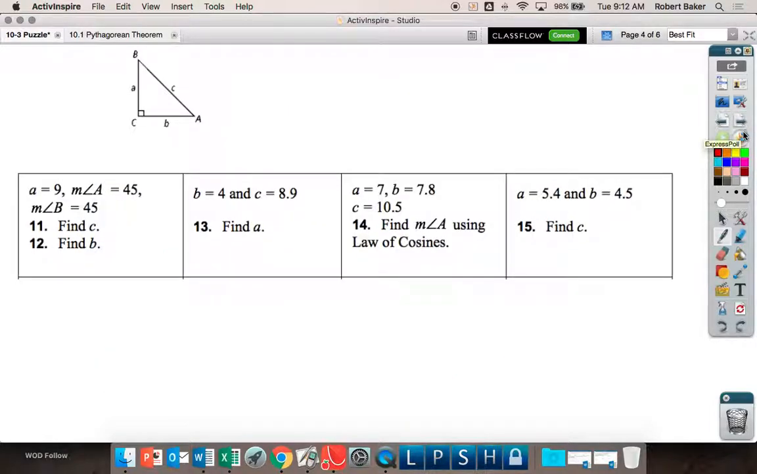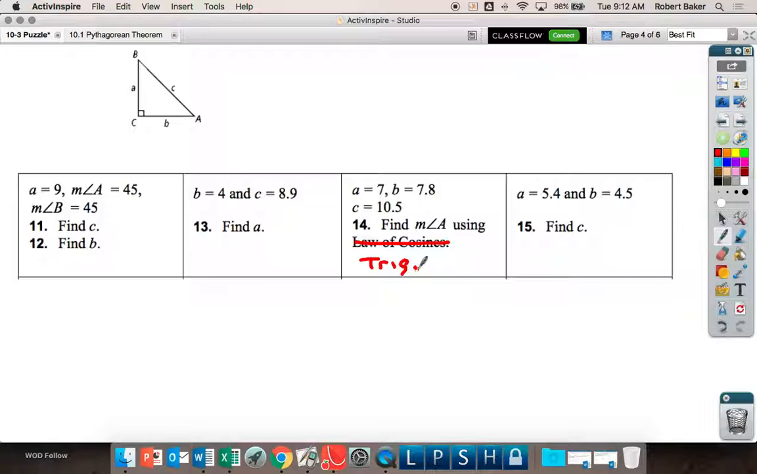Number 14. Find the measure of A using the law of cosines. Using trig. Because the law of cosines is a squared equals b squared plus c squared minus 2bc cosine A. Do you care about law of cosines? No. Welcome to regular geometry.